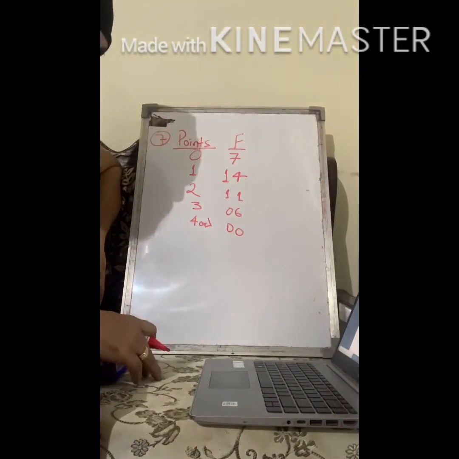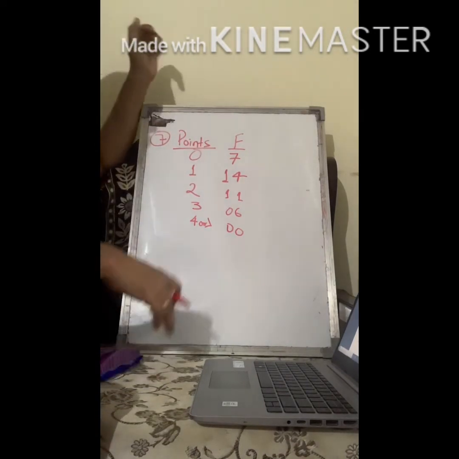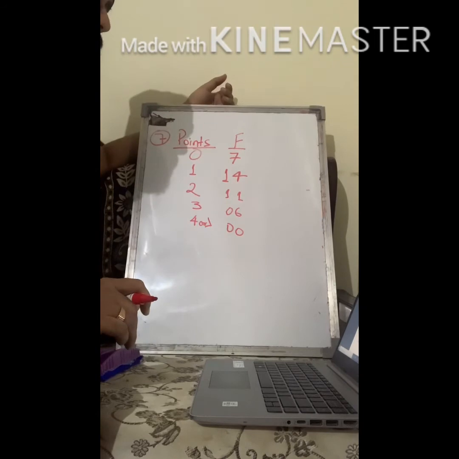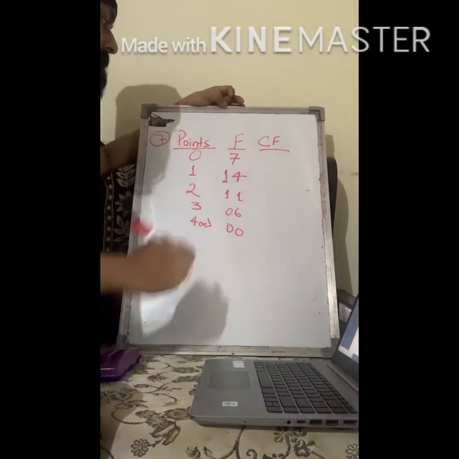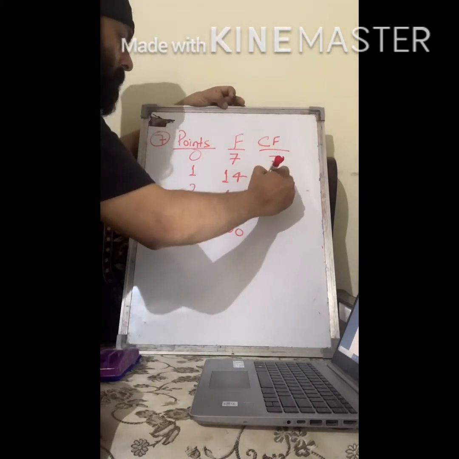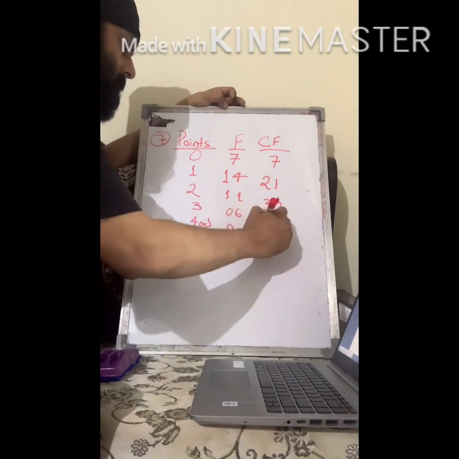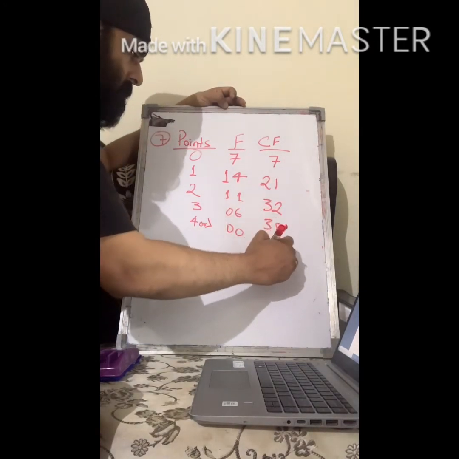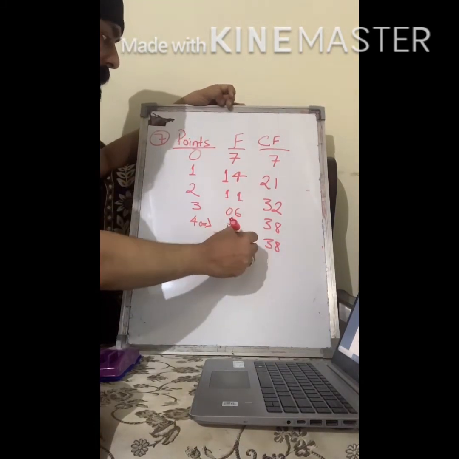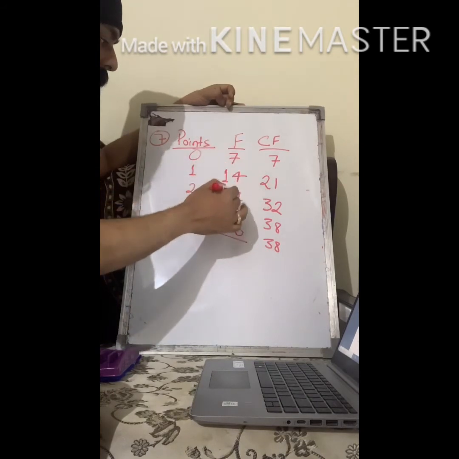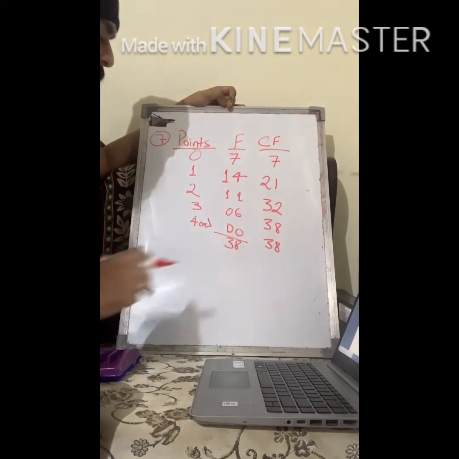Number 7. A: what is the median number of goals scored? Whenever we see data which is in a group, we should find the cumulative frequency. 7 plus 14 is 21, 21 plus 11 is 32, 32 plus 6 is 38, and this remains 38 because it is 38 plus 0. Let us check whether we have done the calculation right. 14 plus 7 is 21, 32, 38. Since this is equal to this, the calculation is right.